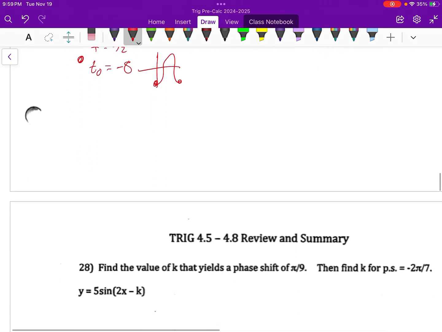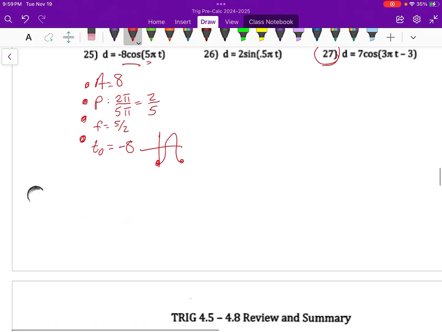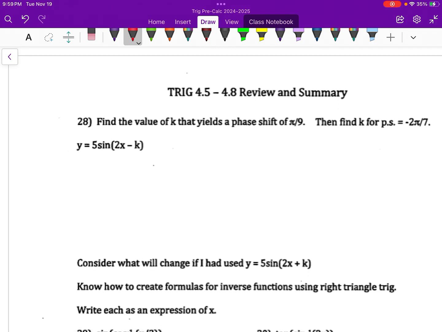That's an older question, and I don't think any of those showed up in 4.8 when we picked it. So that's good, worth talking about. 28, down here near the end: find the value of k that yields the phase shift of pi over 9. Okay, so that's our goal. We want a pi over 9 phase shift, and it has already got the 2 inside there. So you should probably write this question out of the get-go with the 2 outside.